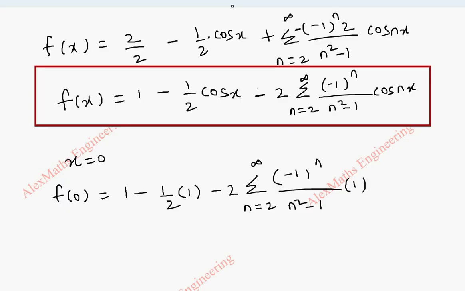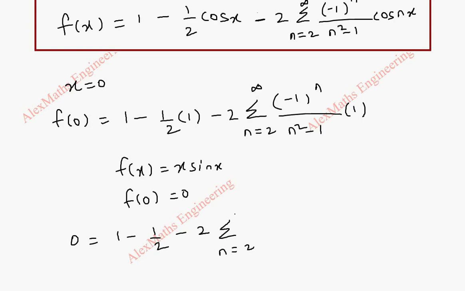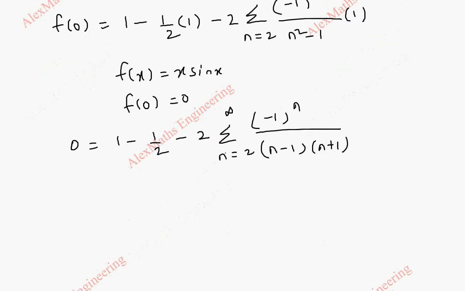So now let's find f of 0. f of x is equal to x sin x. So in this case, if I find f of 0, it will be 0. So 0 equal to 1 minus 1 by 2 minus 2 and summation n is equal to 2 till infinity. We have minus 1 whole power n divided by, this we split into n minus 1 into n plus 1. Now 1 minus 1 by 2 is 1 by 2.